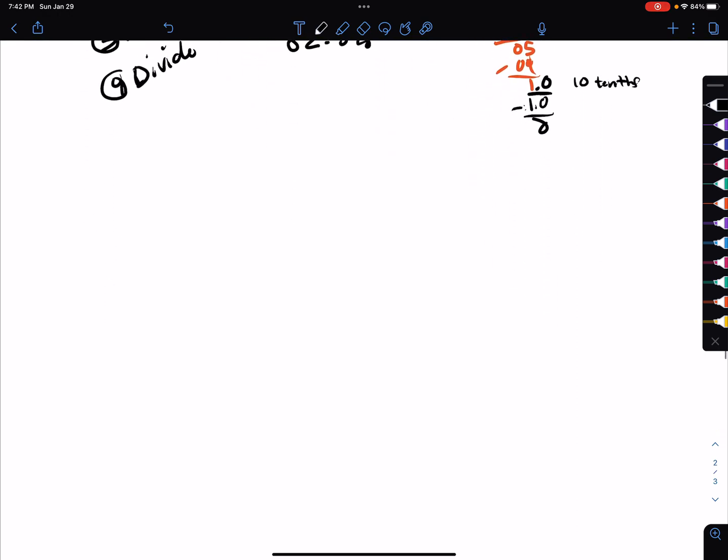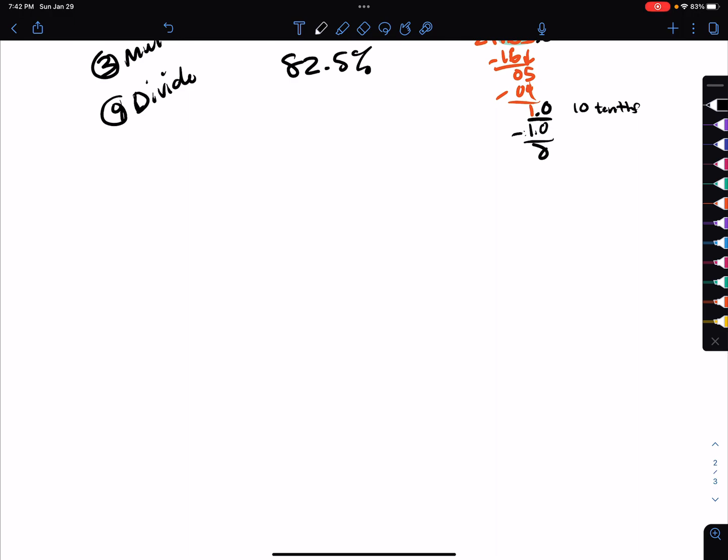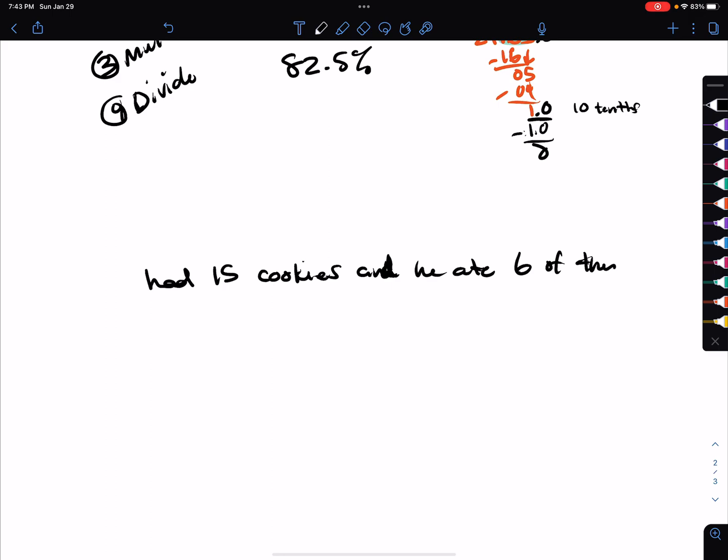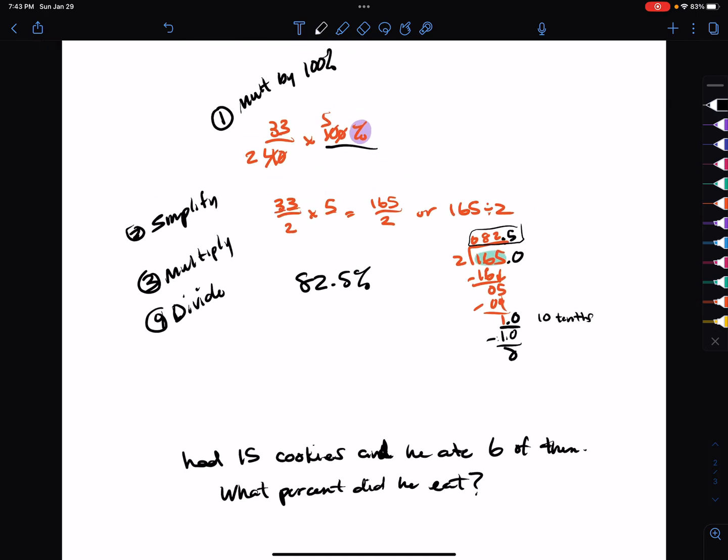So your example here is Mr. Plaska ate, let's say 15, or he had 15 cookies, and he ate, I'll write this out, had 15 cookies, and he ate, that's supposed to be a D, he ate 6 of them. What percent did he eat? So, pause the video and see if you can solve that following these steps up here. I'll zoom out so you can see them.